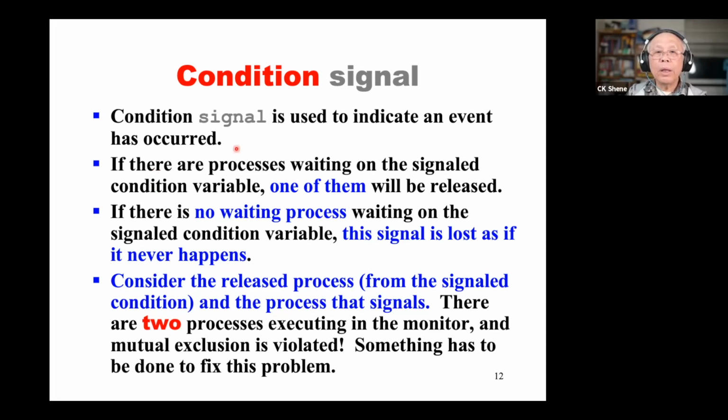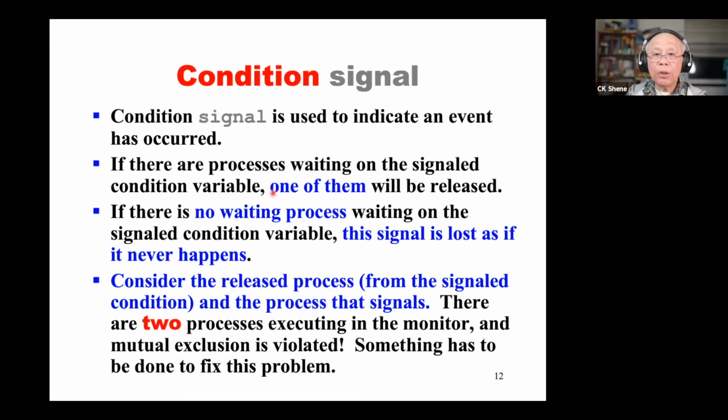So if there are processes waiting on the condition variable, one of them will be released. So when a process executes a condition signal, then if the condition variable has someone waiting, one of them will be released. And what if there's no process waiting on that condition variable? Well, this signal is lost as if it never happened.